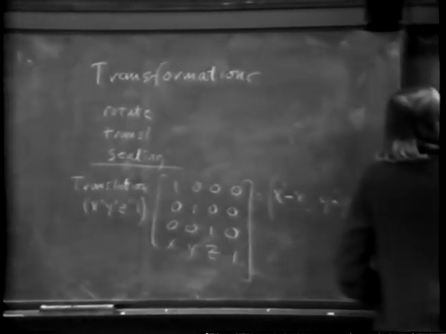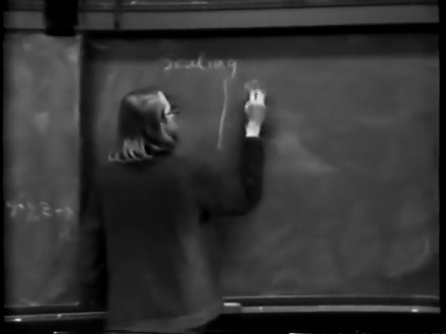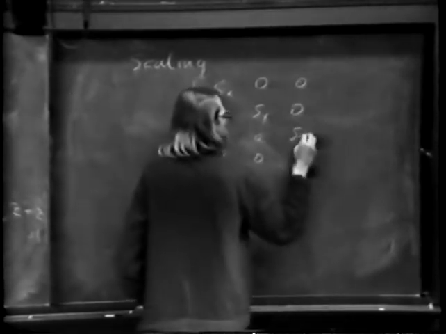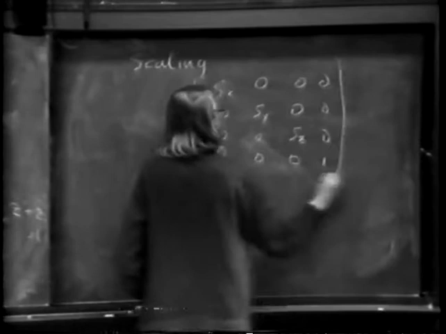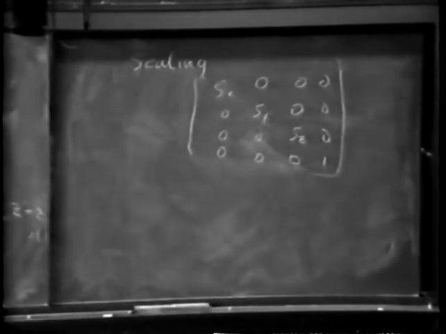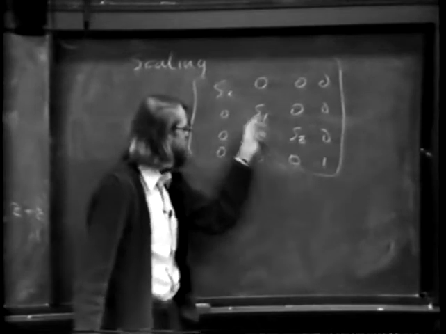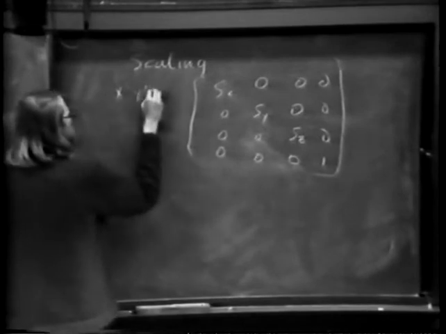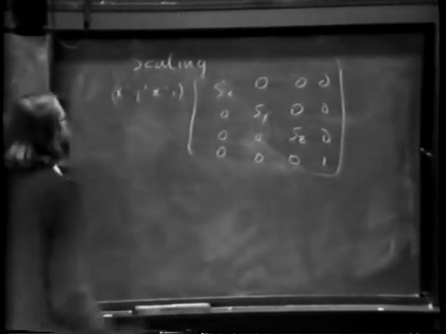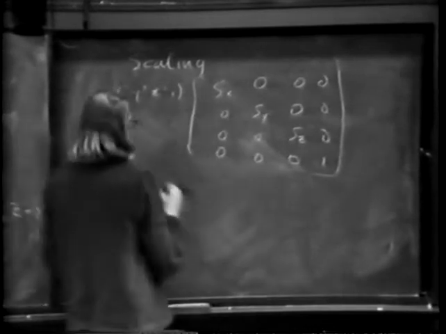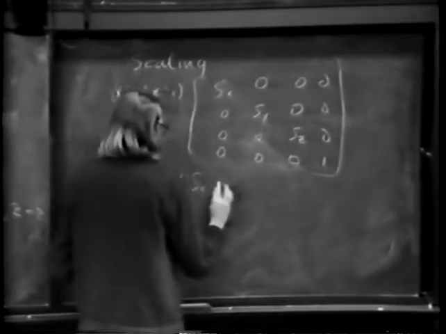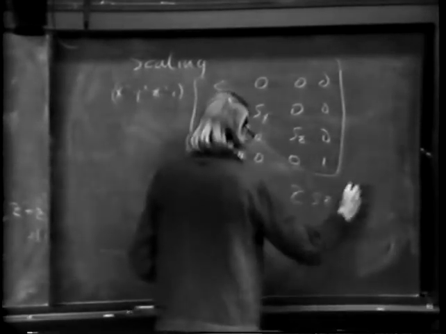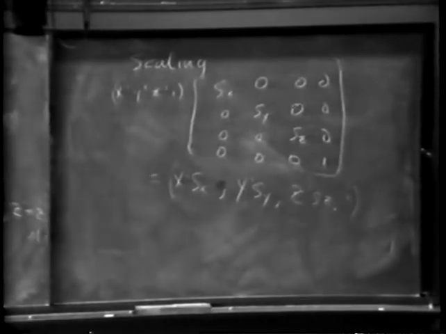Scaling looks like that. You have your stuff on the diagonal, the x, y, and z scale factors, which can all be the same if you like, along the diagonal. So multiply that by our test point here, x prime, y prime, and z prime. You come up with x prime sx, comma y prime sy, comma z prime sz, and 1, and so forth. Scaling and translation are trivial.